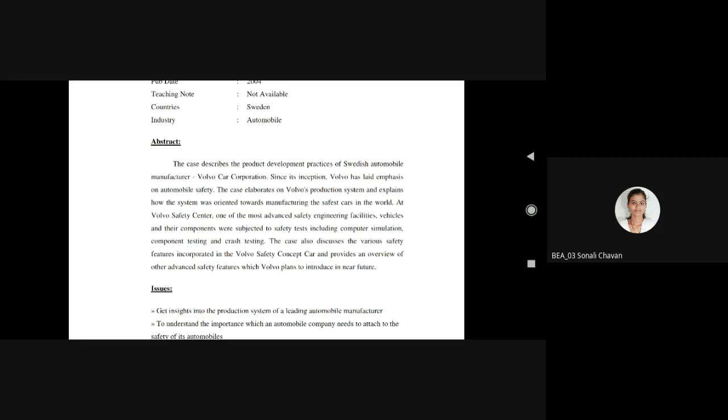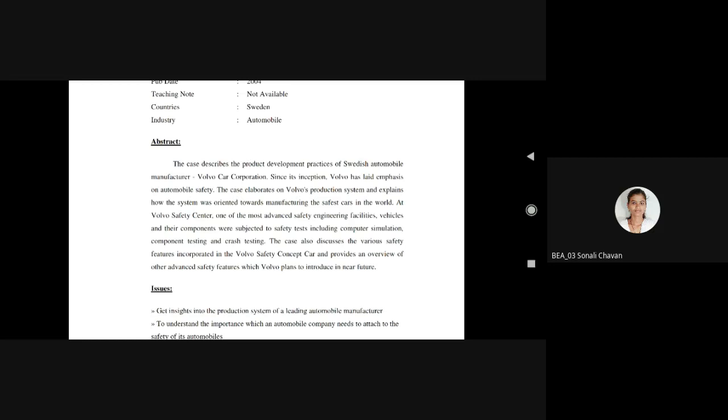So before starting the market survey, we have to make one questionnaire. We call it a questionnaire in Marathi. One questionnaire we have to make. So according to that questionnaire we have to fill it out from the customer or whoever is the surveyor.